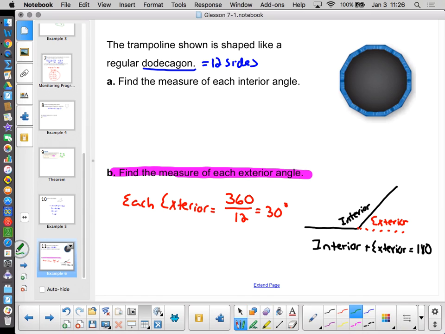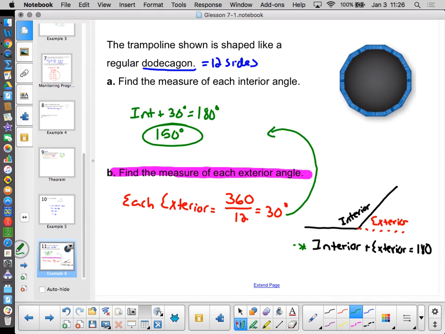Well, if each exterior angle is 30 degrees, interior plus exterior equals 180 because, again, straight line right down here. And obviously, if I subtract 30 from each side, each interior is going to be 150 degrees. So when you're looking for interior angles, it's usually easiest to find the measure of the corresponding exterior angle and just subtract from 180.